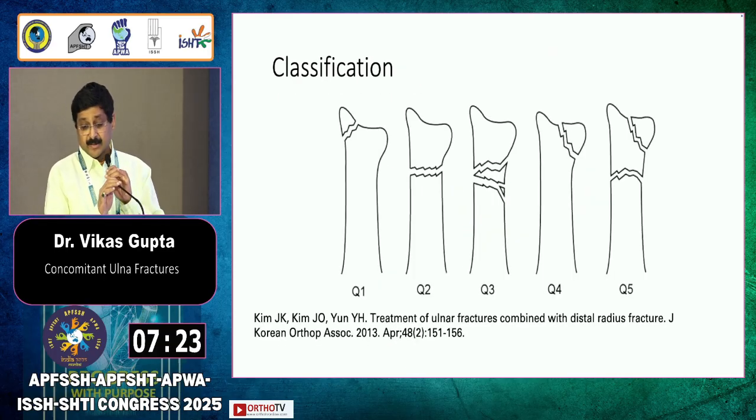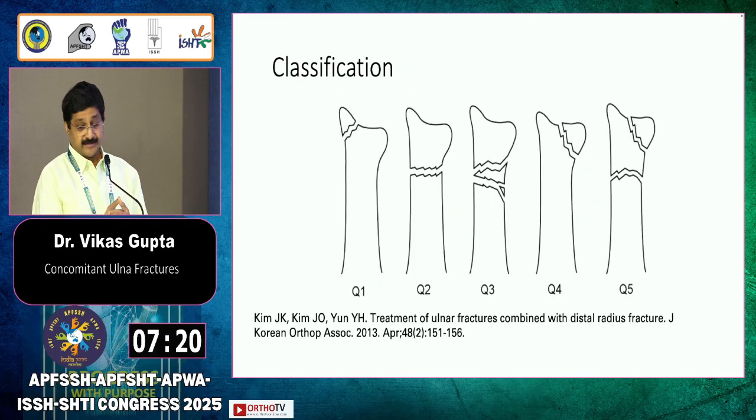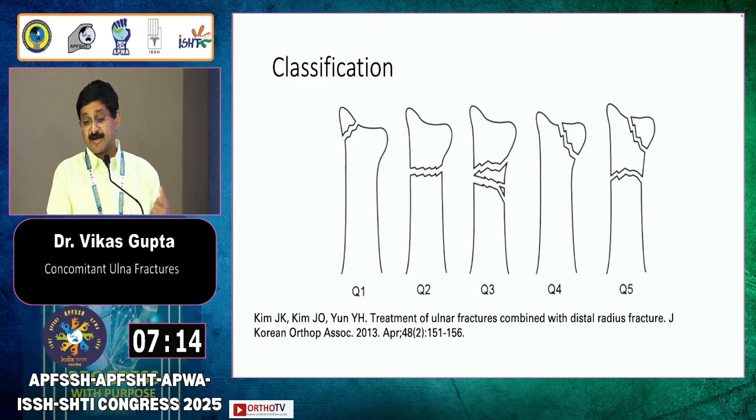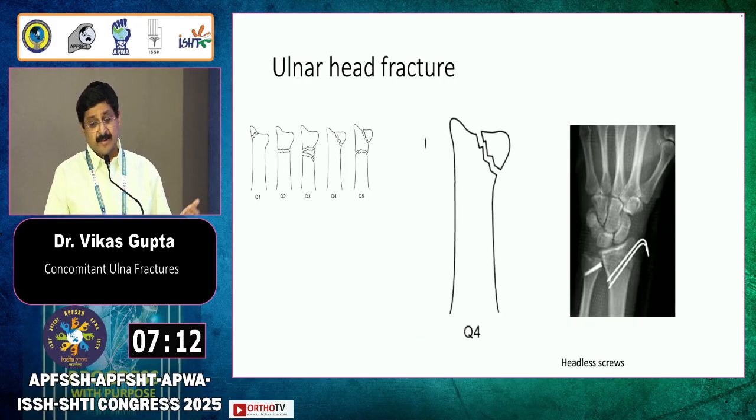In 2013, he described concomitant ulnar fractures with distal radius fractures into 5 types. I'll not go through this again, but if it is an intra-articular fracture like this, you can use a headless screw to fix the fracture.